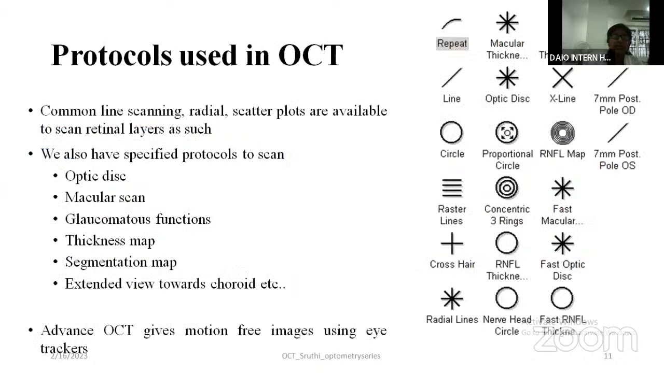Protocols used in OCT. Mostly, a common line scan, radial scan, and scatter plots are available to scan the retinal layers. We have specified protocols to scan the optic disc, macular scan, glaucomatous functions, thickness map, segmentation map, and extended view towards the choroid. Advanced OCT gives motion-free images using eye trackers.